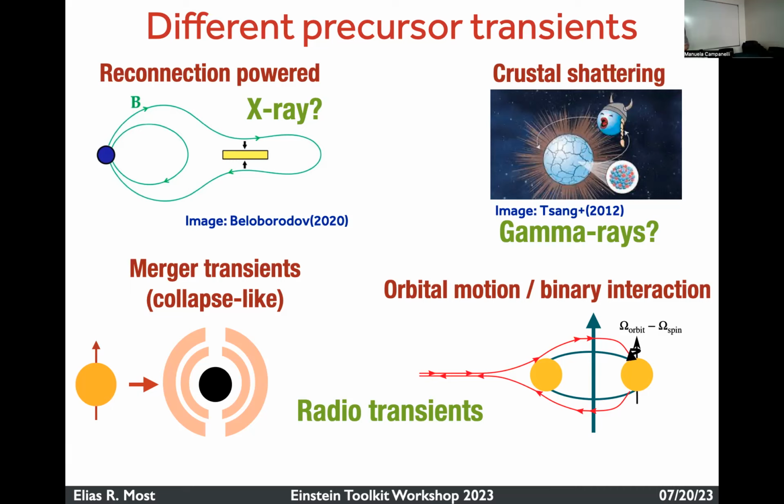You could have transients when the neutron star gets swallowed by a black hole, in a neutron star black hole merger, or later collapses. You could shed the magnetosphere. This can give you a transient. Or what I'll focus on today is if two neutron stars have hair, or just one, then the interaction itself can already drive some transients.